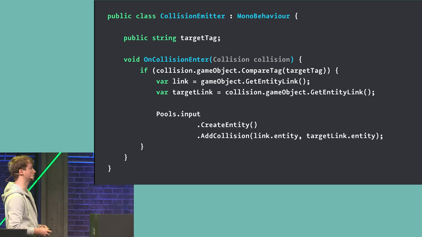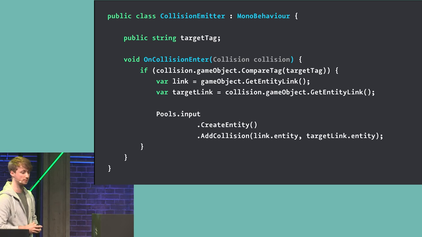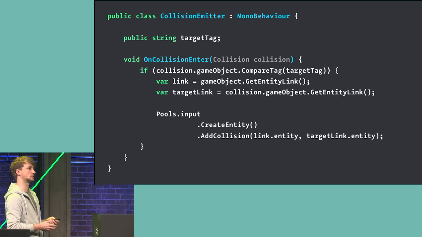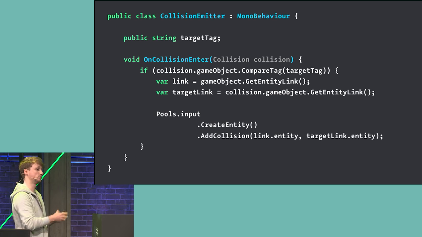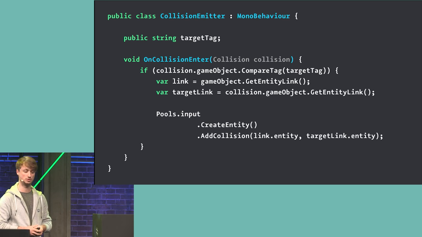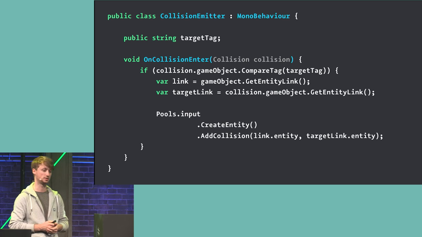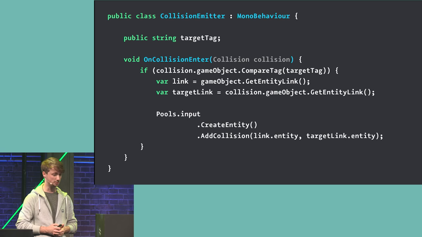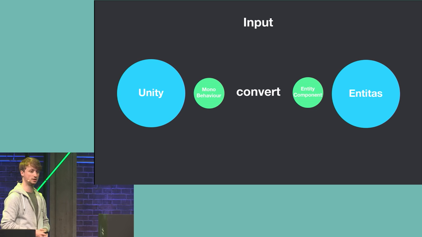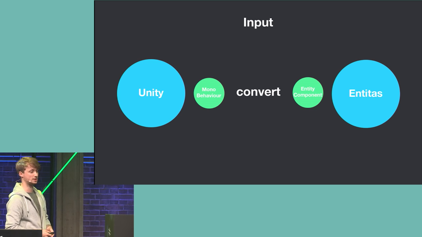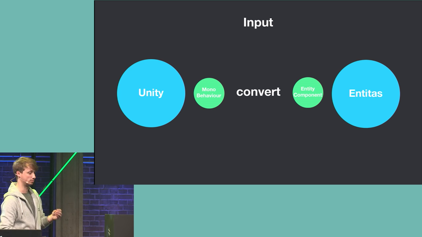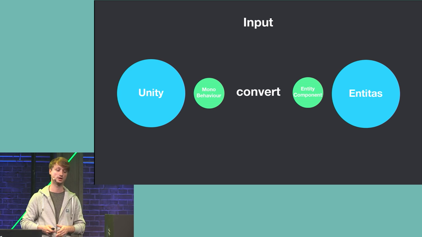And if we take a look at the collisions emitter, this is a mono behavior that is on every bullet that we shoot. Here we want to take advantage of the cool physics that Unity provides us. So we implement OnCollisionEnter, so we get notified if there's a collision, and the only thing we do, again, is create an entity and add a collision component to it. Again, we have external logic provided by Unity. We can access the API with mono behaviors, and we convert it to entities.